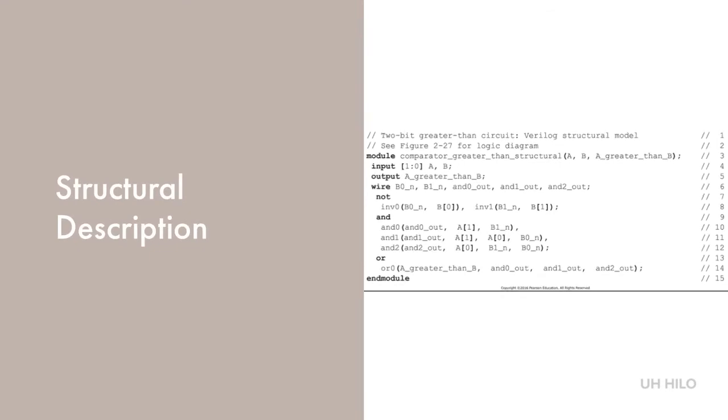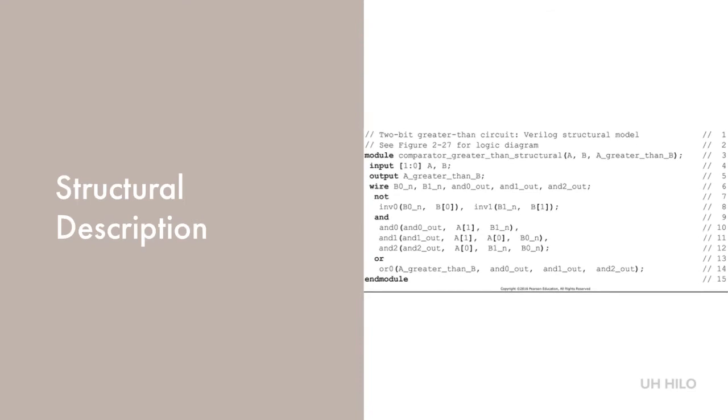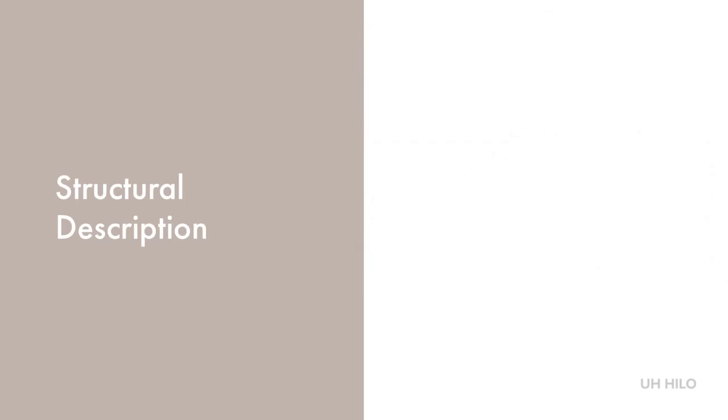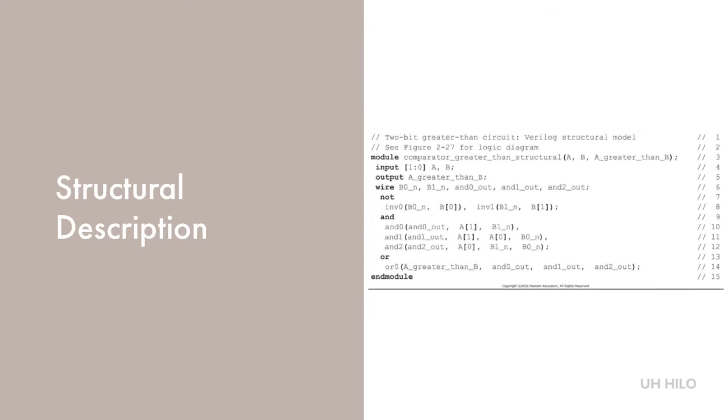Lines 1 and 2 are the comments, which are formatted exactly like C++ comments. Keywords are in bold, and there are semicolons that are used to terminate statements, so the syntax should look pretty familiar to you. Line 3 begins the declaration of the module, which is the fundamental building block in Verilog. Line 15 terminates the module with the keyword endmodule.